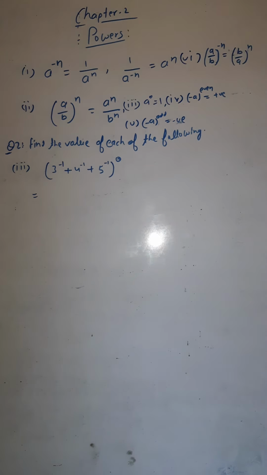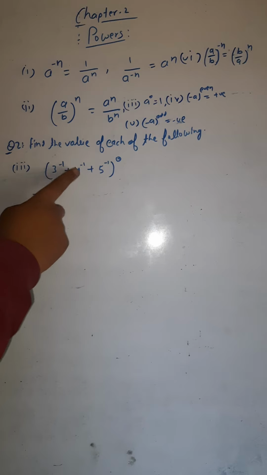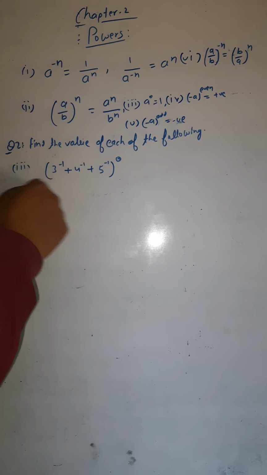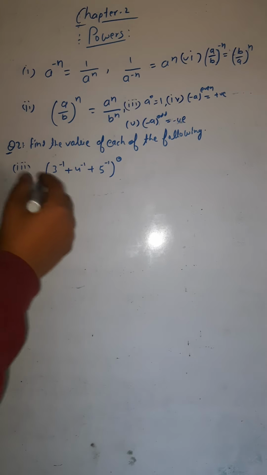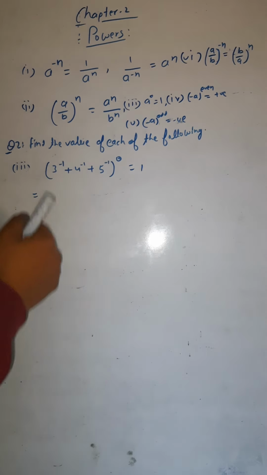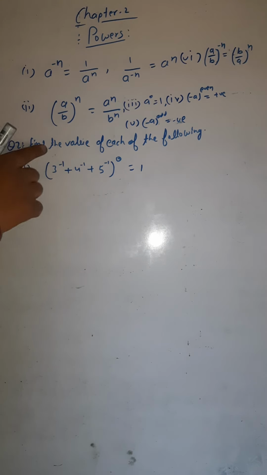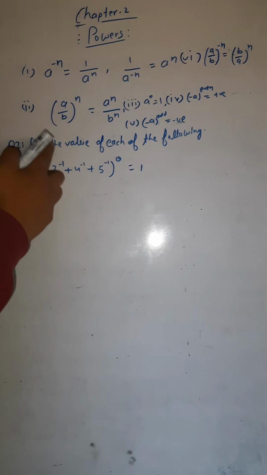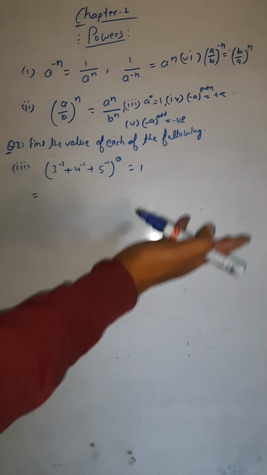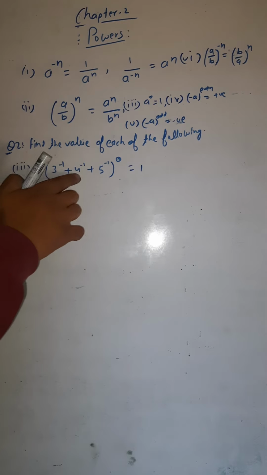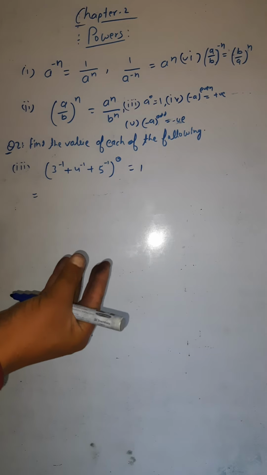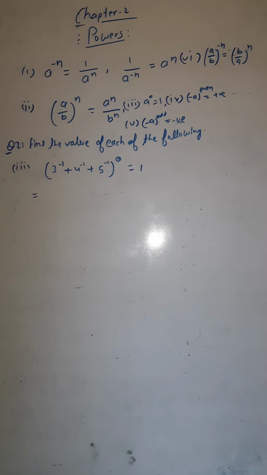Now student, this is the next question: 3 raised to the power minus 1 plus 4 raised to the power minus 1 plus 5 raised to the power minus 1, whole raised to the power 0. So straight away you can write the answer here: 1. Why? Because whatever number you get after solving these, you would get a number inside. If its power is 0, the answer would become 1. Any number having the power as 0 would become 1. So if you solve these three, you would get some rational number here, and if its power is 0, the answer would become 1. So straight away you can write the answer there: 1. Or in another way also you can write this. Look here.